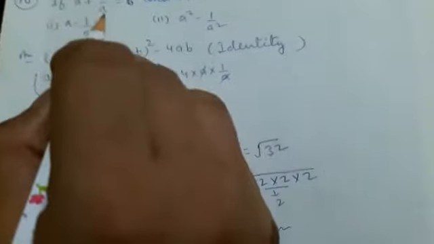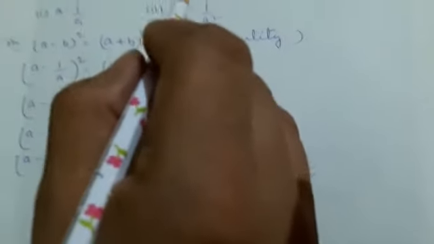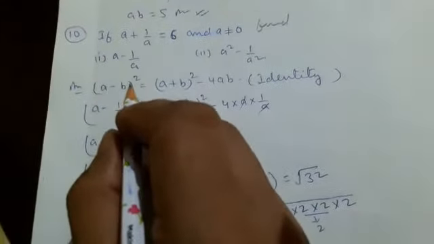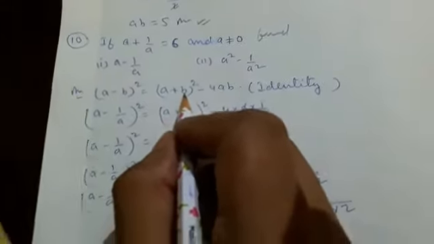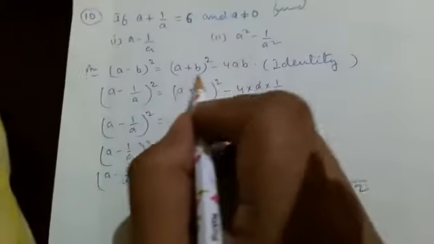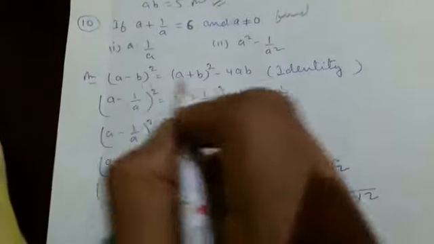If a plus 1 by a equals 6 and a is not equal to 0, then find a minus 1 by a, and second part a square minus 1 by a square. Let us see. (a minus b) whole square is equal to (a plus b) whole square minus 4ab.